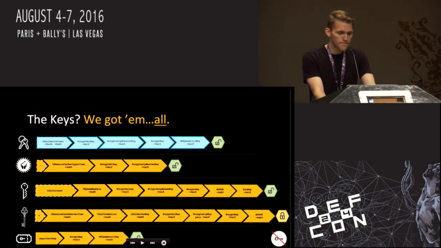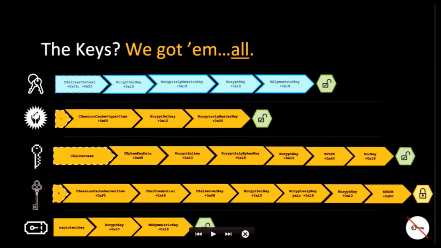So what do we get? We got them all. We got everything. What you see up there is the path to the keys that are sitting in memory, inside LSASS memory. They're named based on either the name I gave the structure that I reversed or on the symbol name that Microsoft has for the respective structures. So anytime you see an unlock symbol, that means that secret is sitting unencrypted in memory. And obviously, I know everybody goes straight to the one that's got the lock sign, and they're like, what about that guy? Well, we're going to get to that. That's actually not a problem either.